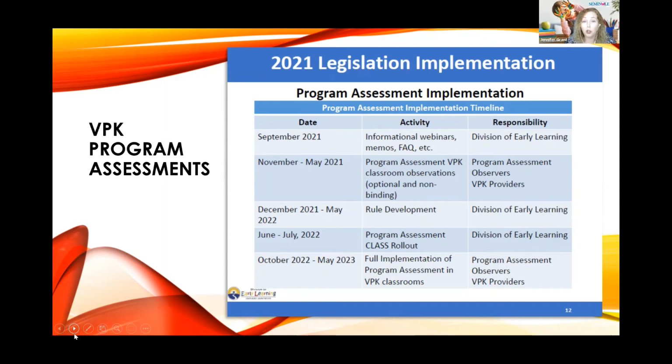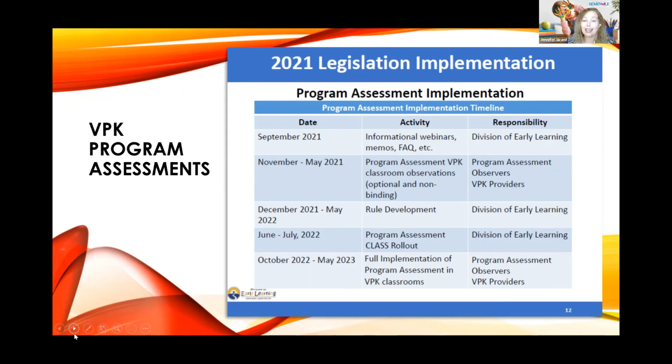The state will have to procure an assessment, and children will be assessed at the end of your program year and at the beginning, and then we'll track them through kindergarten, but that's not how you're held accountable. Again, full implementation and program assessment pieces are coming.